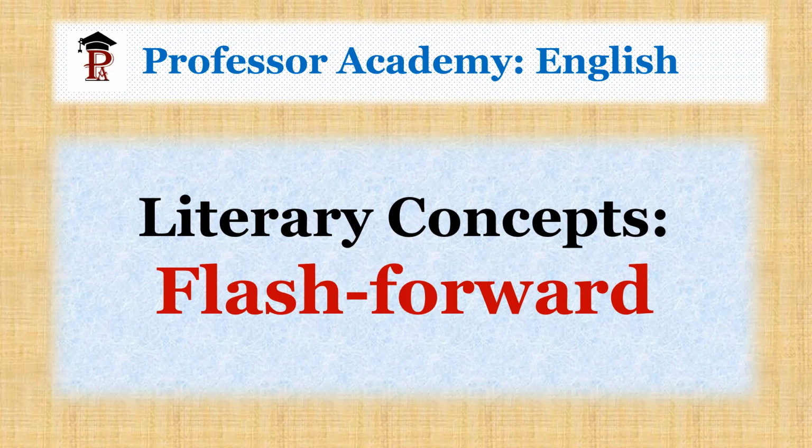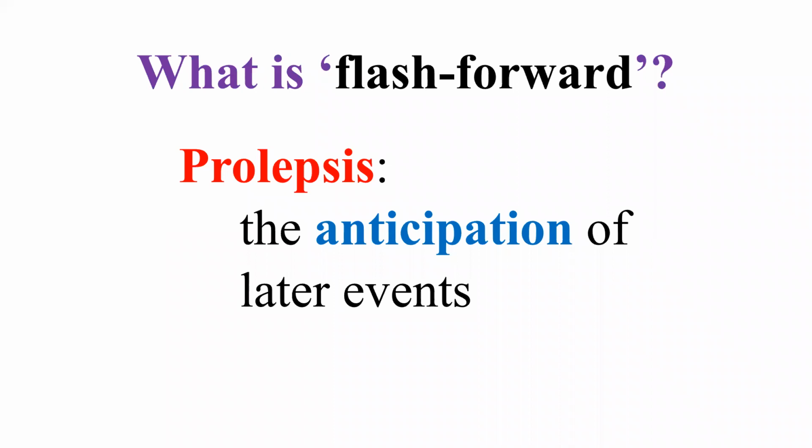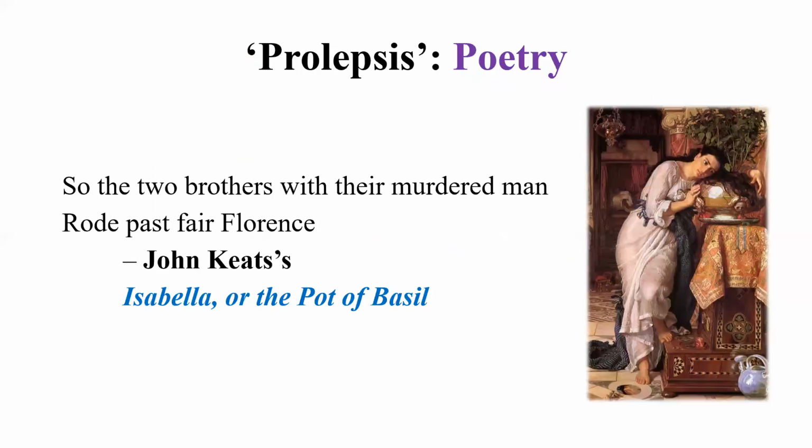And in today's video, we are going to discuss a literary concept called flash forward. Flash forward, also called prolepsis, is a narrative technique which is used to anticipate events that are yet to happen in a story or a narrative. Let's look at an example from poetry.